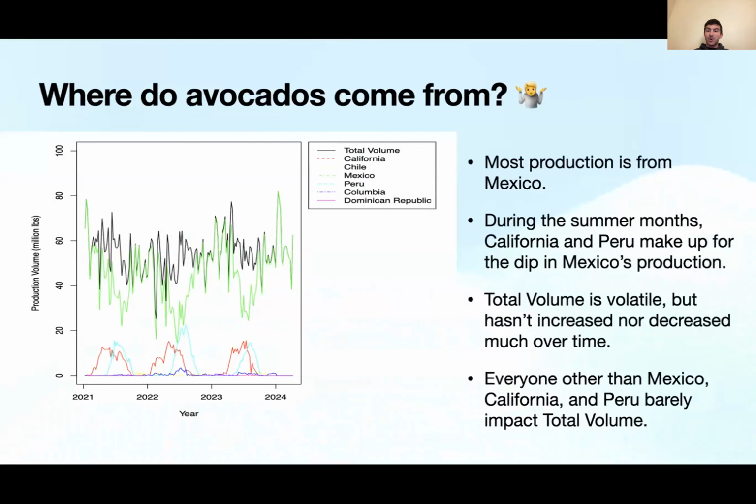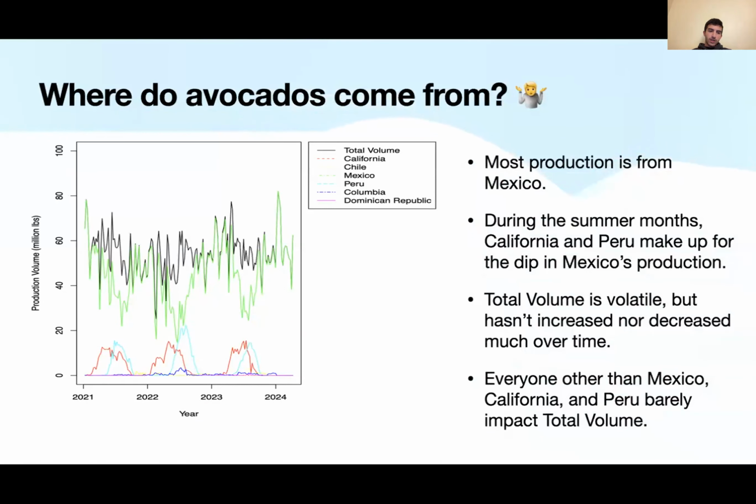So the first question is, where do avocados come from? As you see here, this is a time series plot of the volume of avocados produced in millions of pounds from the year 2021 to 2024, with late 2023 and 2024 being a prediction.